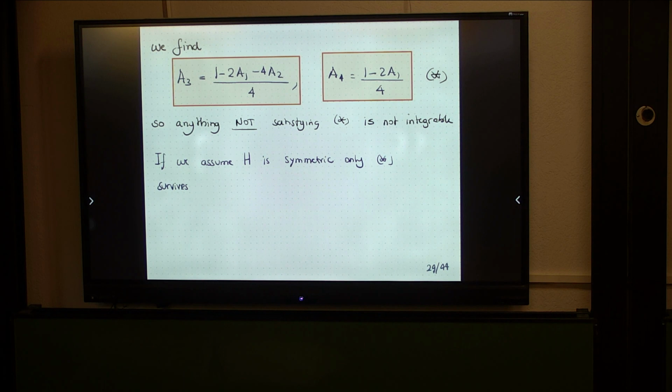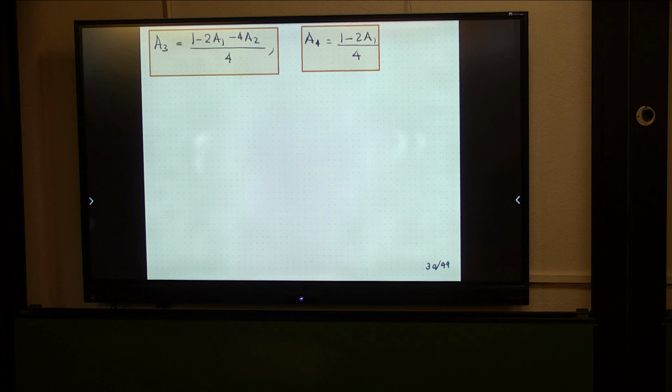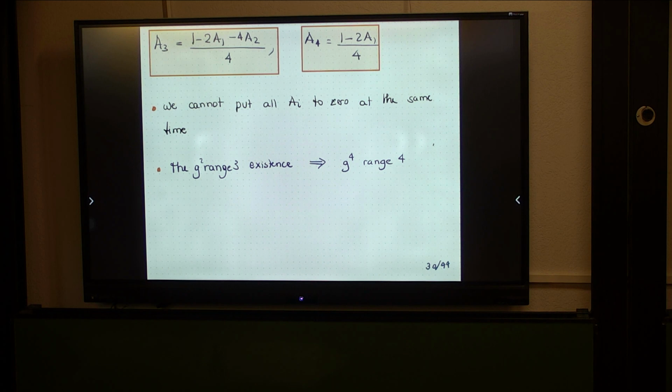And we have two deformations, but if you look very carefully, this object is a range 4 object. So one of the deformations is actually the original Q4, from the original one, so it's nothing new. So it has only one proper parameter, the deformation. And if you look carefully, putting all the A's to zero is not a solution. This means that you could not have stopped at range 3 and had an exact integrable spin chain. You need the range 4 term, and this basically shows that you need to add the next order. So the existence of range 3 automatically forces you to have range 4, and then in principle keep going.